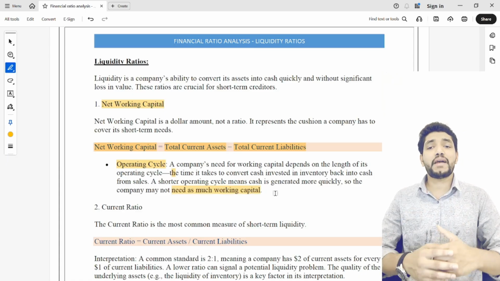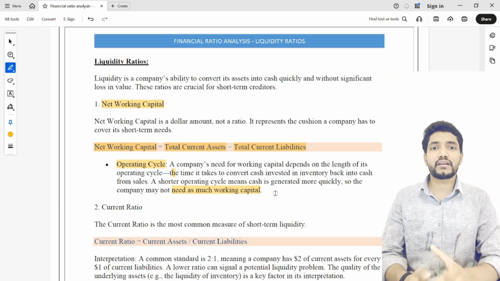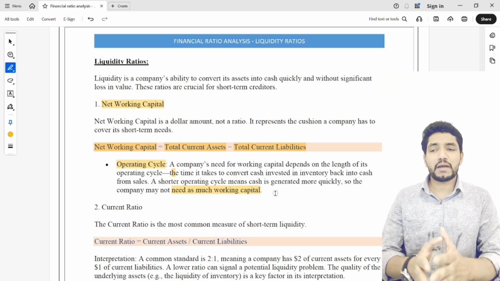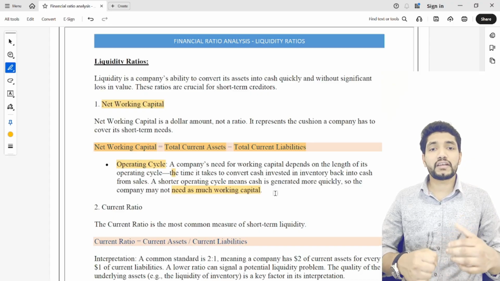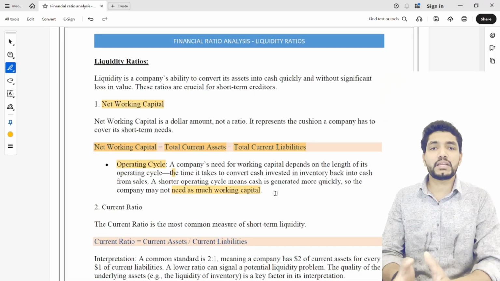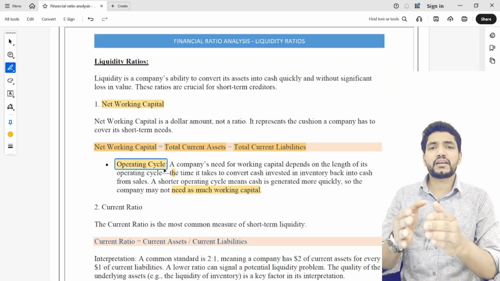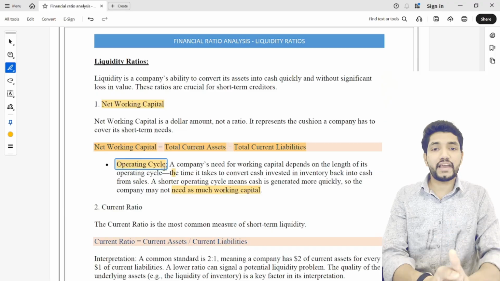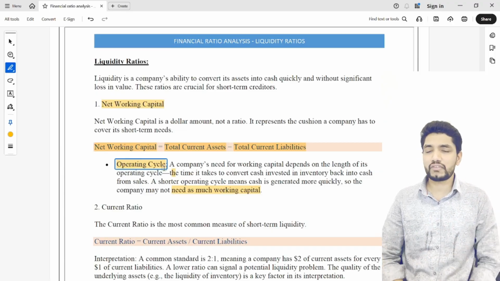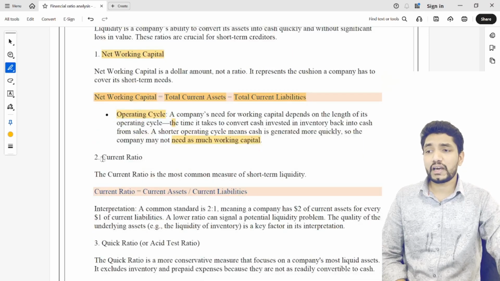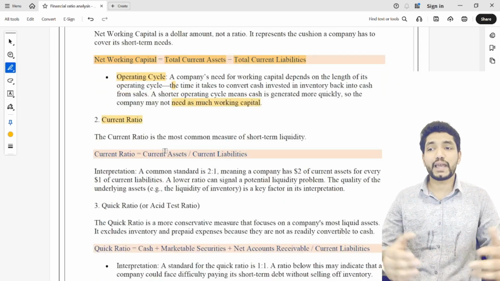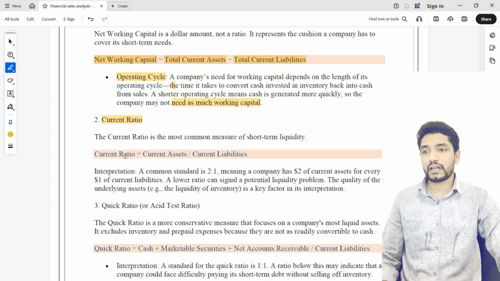If a company can keep its operating cycle low, it requires a low working capital investment, so the company can manage its short-term activities with less investment. Operating cycle simply means the length of time to convert its stock into sales and sales into cash. This is the operating cycle. Now we'll move into the important ratios, the current ratio. The current ratio is one of the most important ratios to measure the short-term liquidity of any business. The formula for the current ratio is current assets divided by current liabilities.